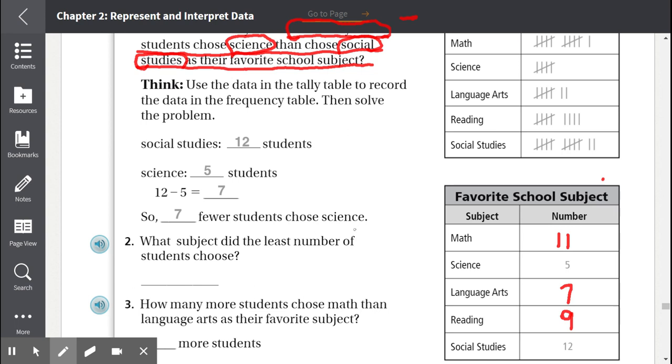Number 2, what subject did the least number of students choose? So the word least means the smallest amount. The subject that had the least amount of votes, the smallest amount of votes. And this is 11, we have 5, we have 7, we have 9, and we have 12. Out of these numbers, 5 was the lowest number. So what subject is that? Science.